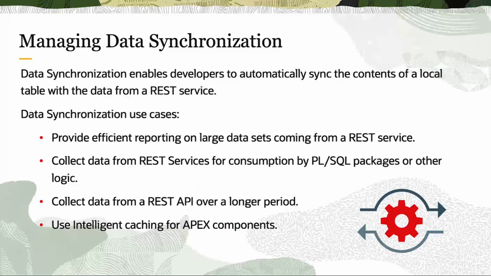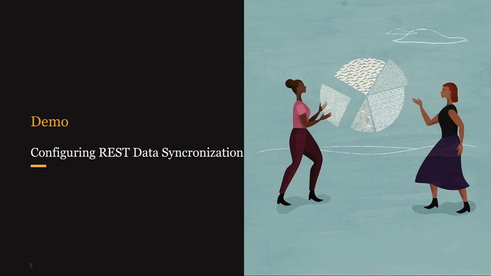Data synchronization use cases. Common use cases using REST data source data synchronization include providing efficient reporting on large datasets coming from a REST service. Some REST services can return large amounts of result data that includes pagination. If a reporting requirement needs larger datasets, this can result in multiple HTTP requests and poorer response times. Also, no indexes or other database features can be used to speed up reporting queries. In this case, Oracle recommends enabling data synchronization to sync the remote data to local tables and have any reports based on local tables. Let us see a demo on configuring REST data synchronization.